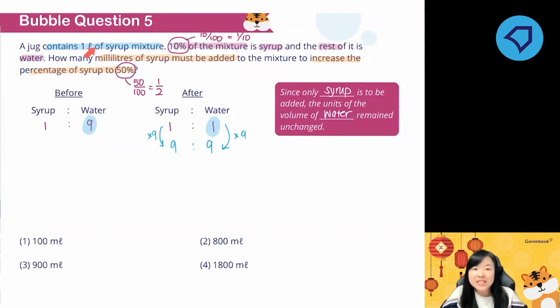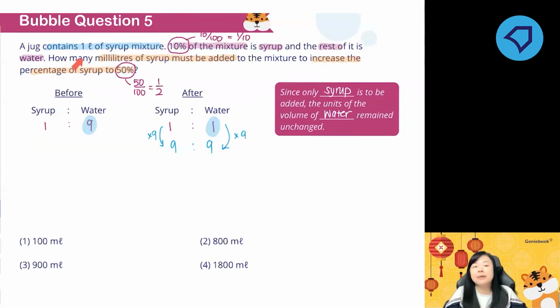1 liter of the syrup is at first. Okay, 1 liter is at first. I got you a few more. Can you tell me 1 liter is at first? How many units will it be for the whole mixture at first?